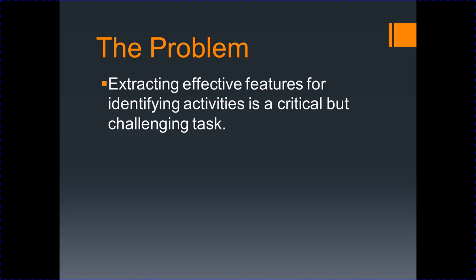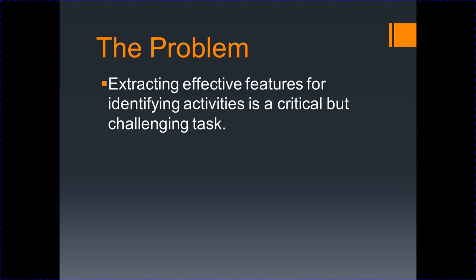So what is the problem in finding these activities? It is very difficult to extract the effective features that distinguish the activities, because there may be many activities. If you take a certain picture, there may be many people with varied activities. So to distinguish among those activities, we need to get the features effectively. So for a particular activity, what features will make up this activity?